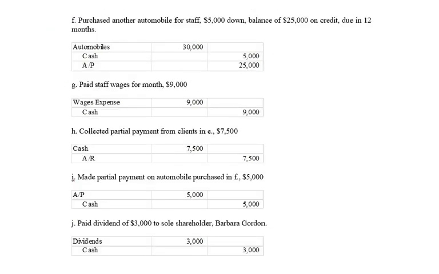Next slide up here. This continues the remaining 5 transactions. So purchase another automobile for the staff, $5,000 down, balance of $25,000 on credit, due in 12 months. So the total cost of the automobile here should be $30,000, debited to automobiles. Cash should be credited for 5, and the difference should go to some sort of payable. More realistically, it'd probably be notes payable, probably a long-term note due over the next 4 or 5 years. But just to keep the noise down, just dump it in AP in this example. That's fine.